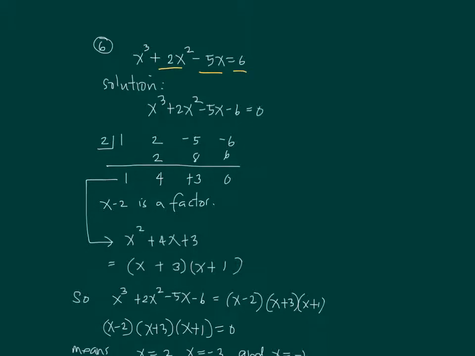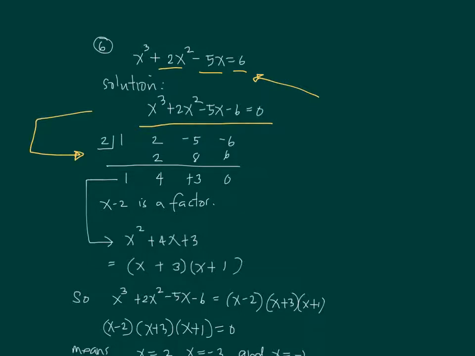Okay, so as you can see, I subtracted 6 on both sides so that I could get this equation. So this is the new equation: x cubed plus 2x squared minus 5x minus 6 equal to 0. And we will apply synthetic division to identify a factor, because once we find a factor for this expression, we will be able to find the other factors.